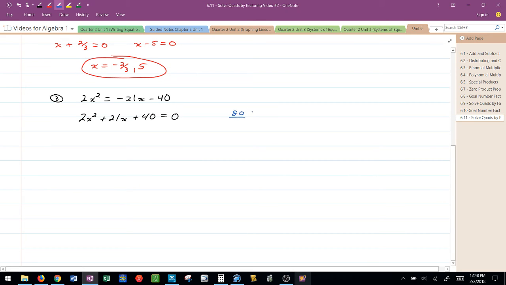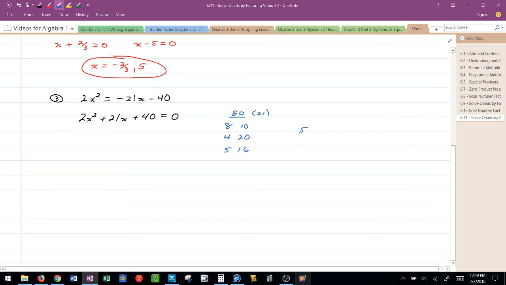Goal number is 80. Middle term is 21. So let's see, what comes out first here? How about 8 and 10? No, that doesn't work. How about 4? 4 goes in 20 times. That one doesn't work either. How about 5? How many times does 5 go in? That goes in 16 times. There's my winner. 5 plus 16 is 21.